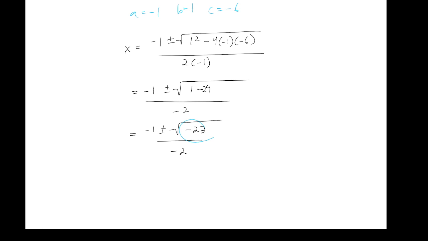Guys, this is our discriminant right here. Negative 23. Can we take a square root of a negative? No. So this means there is no real solution. Anytime we get a negative inside of that radical, in the radicand, that negative radical means we have no real solution.